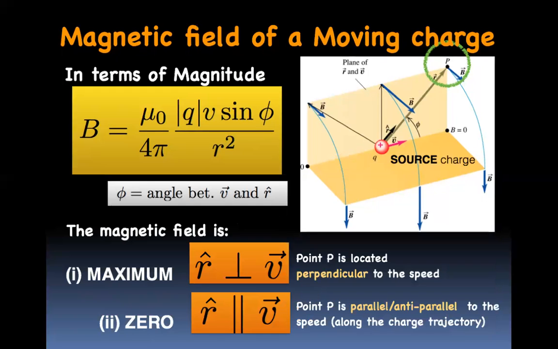Based on this equation of the magnitude of the magnetic field, we find that the magnetic field is maximum if r hat is perpendicular to the velocity. That is, if point P is located perpendicular to the velocity. On the other hand, the magnetic field is zero if r hat is parallel or anti-parallel to the velocity. That is, if the point itself is along the charge trajectory.